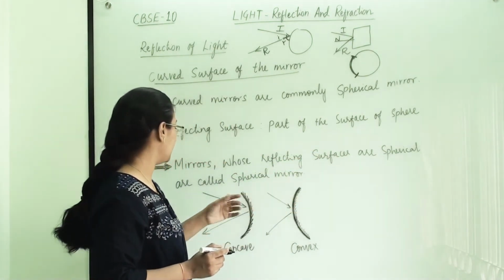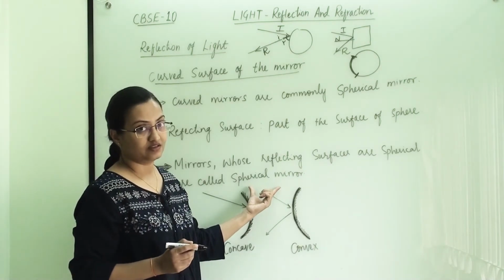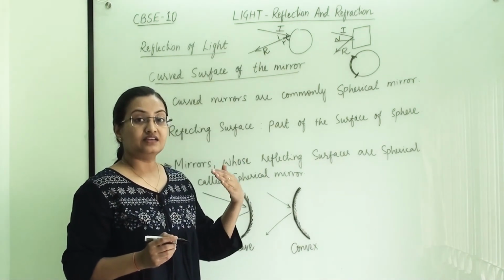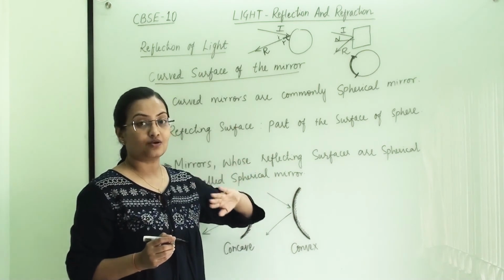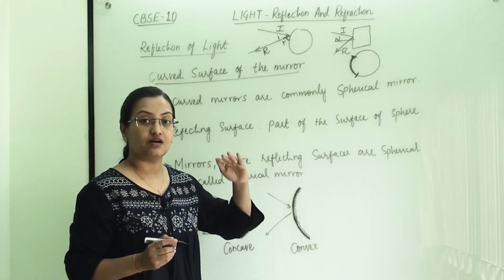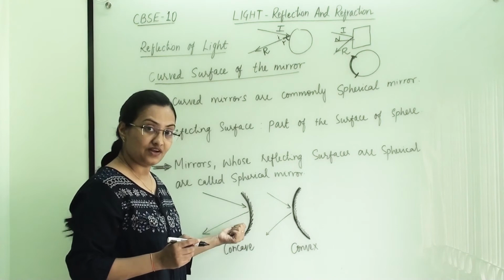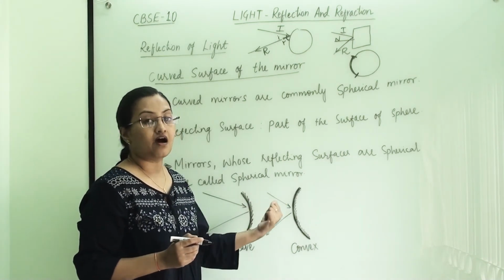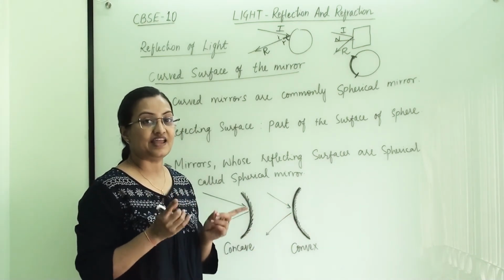Mirrors whose reflecting surfaces are spherical are called spherical mirrors. Their reflecting surfaces either bulge out or go in or just curve inside like this. In either case they are spherical mirrors, but their names are different.